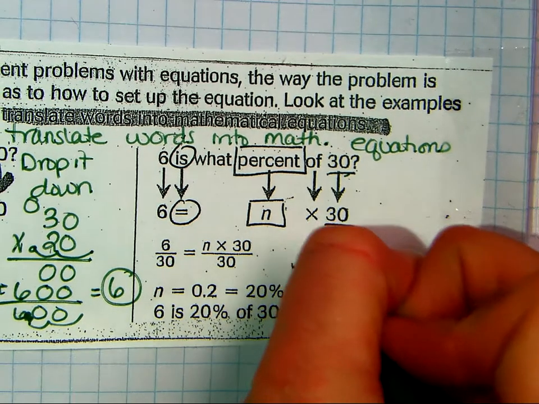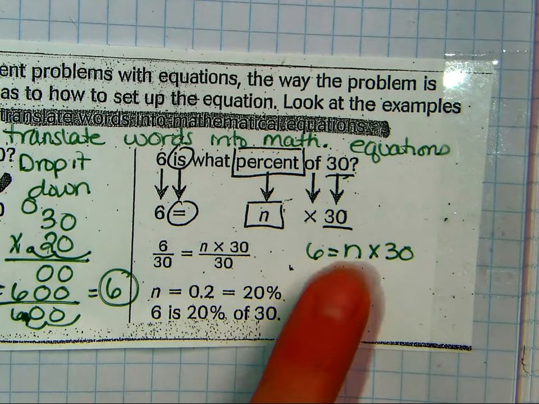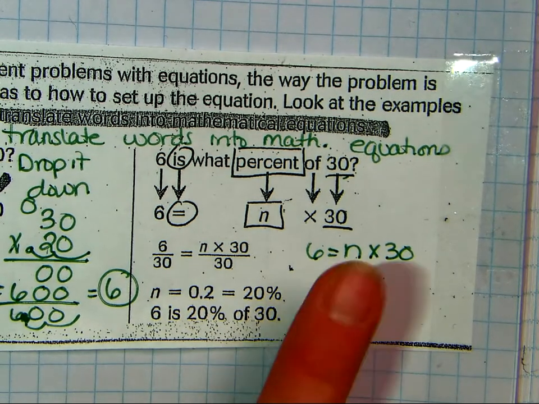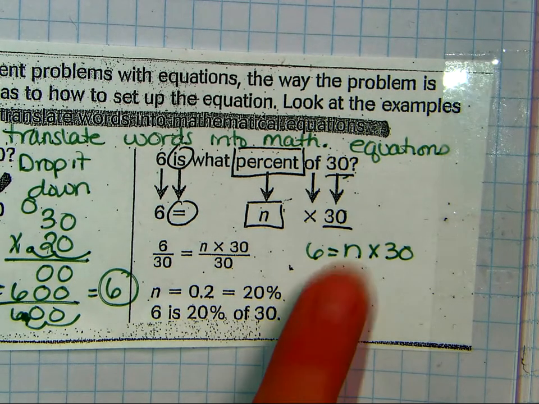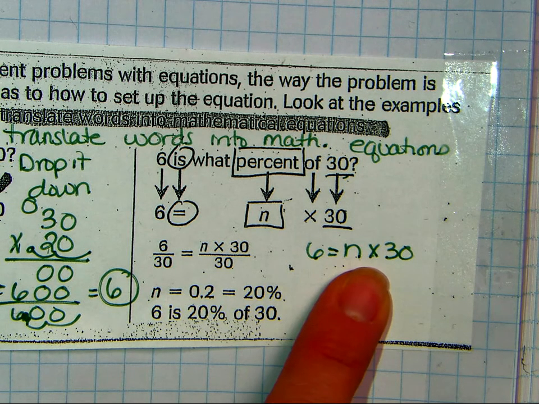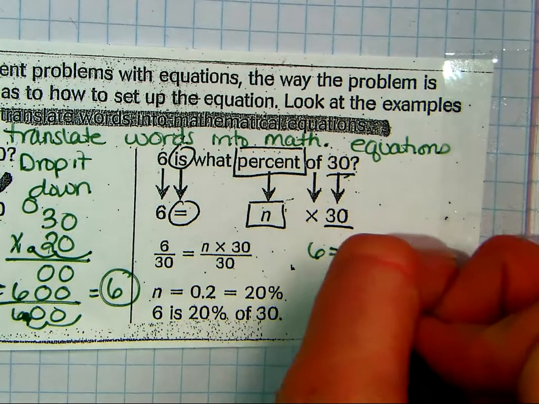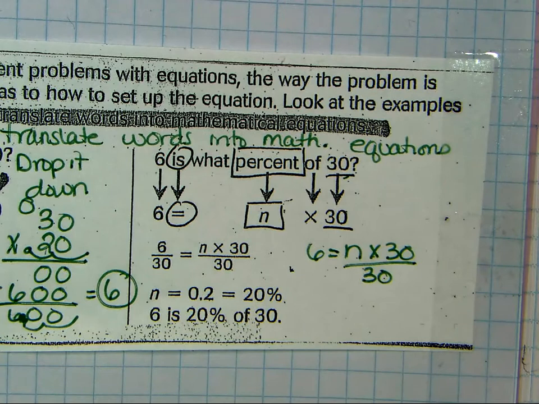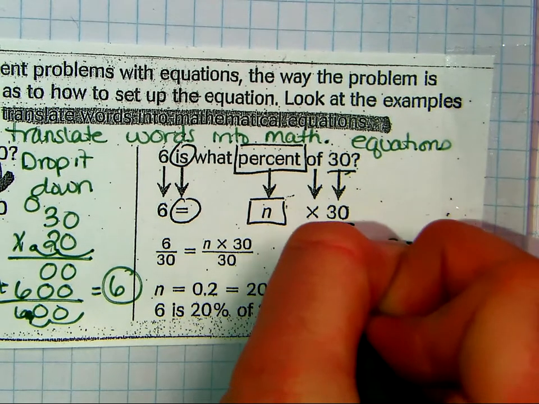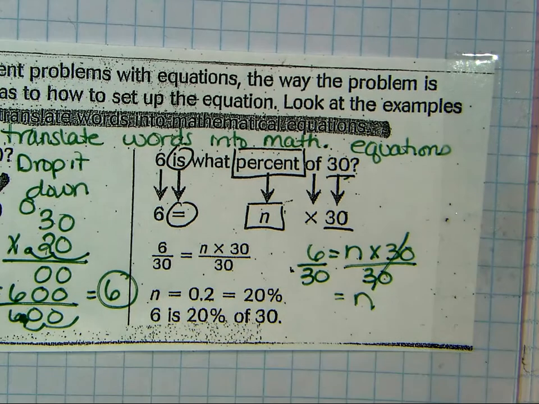If I do this, I need to get this n by itself. To get the n by itself, you do the opposite operation. So what are we doing to the n? We are multiplying the n times what, class? 30, right? So what's the opposite of multiplying by 30? Dividing by 30. So I'm going to divide this side by 30. And remember, whatever you do on one side, you have to do on the other side. Okay? So these cross out and I end up with my n all by itself.